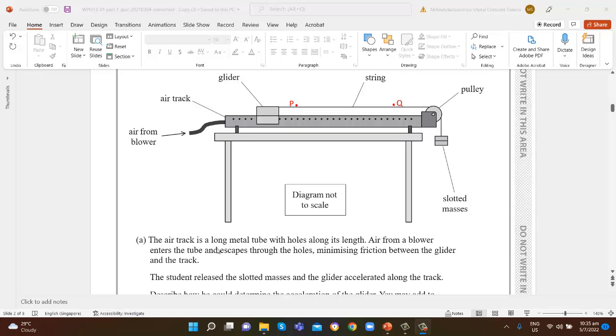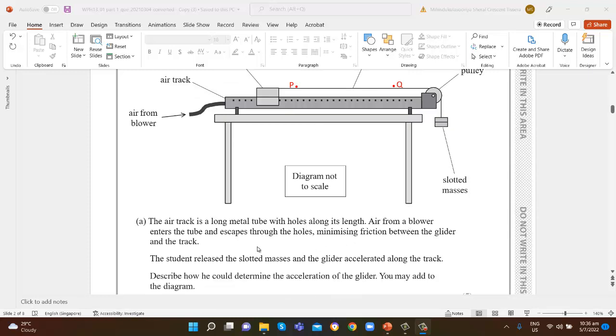Part A. The air track is a long metal tube with holes along its length. Air from a blower enters the tube and escapes through the holes. Why? Minimizing friction between the glider and the track. So there's friction in between, and to avoid that, air from the blower is coming. So it's a good idea for you to understand how to minimize friction in a tube.